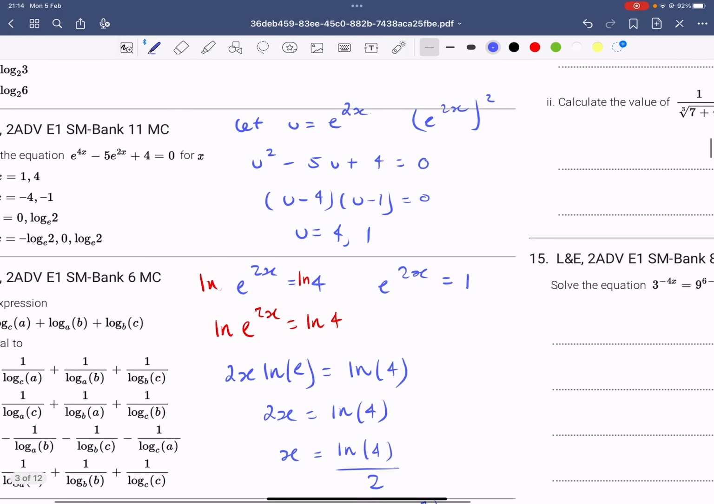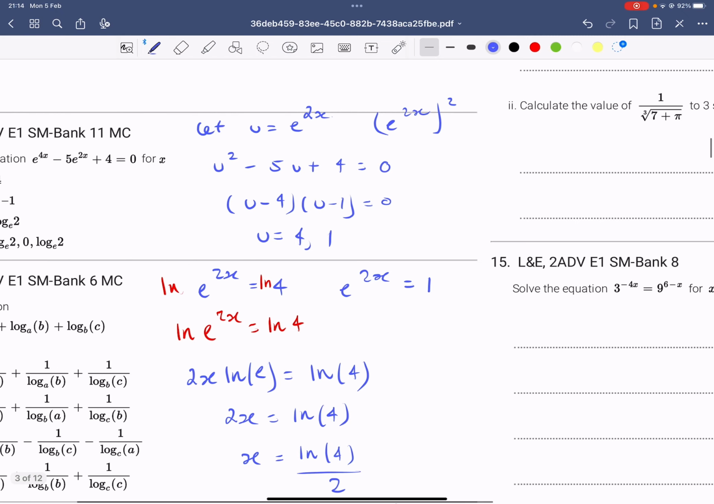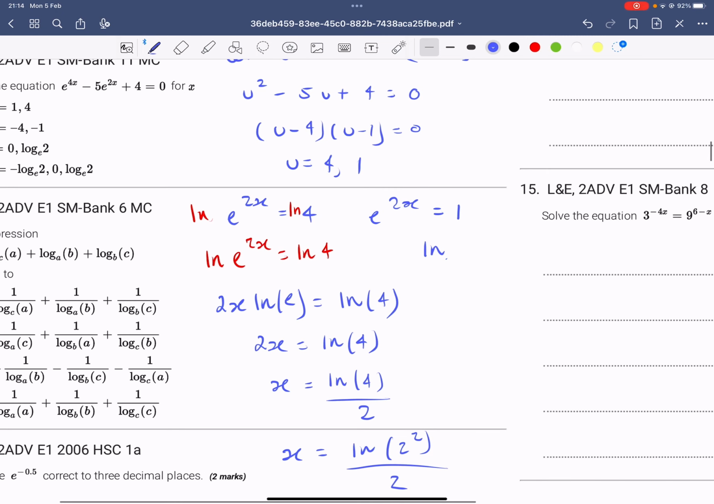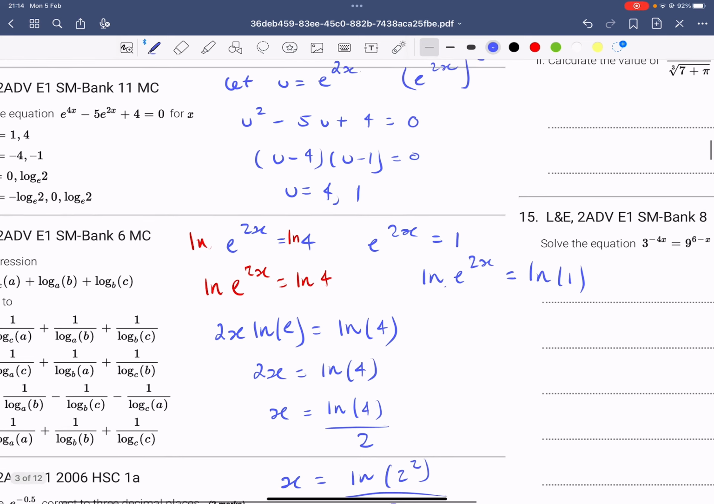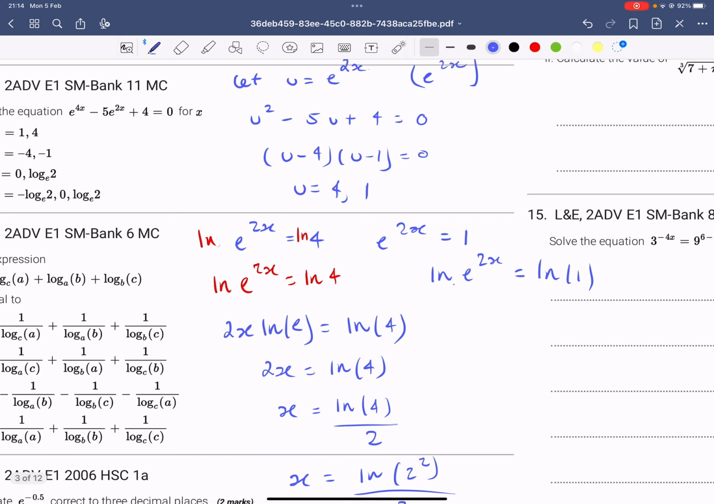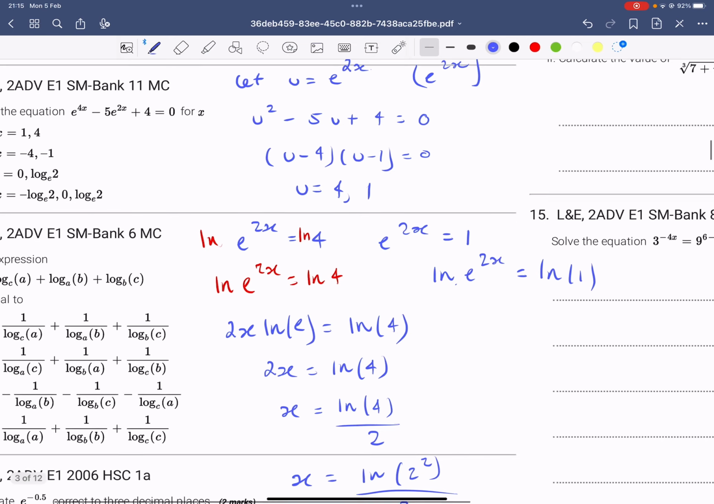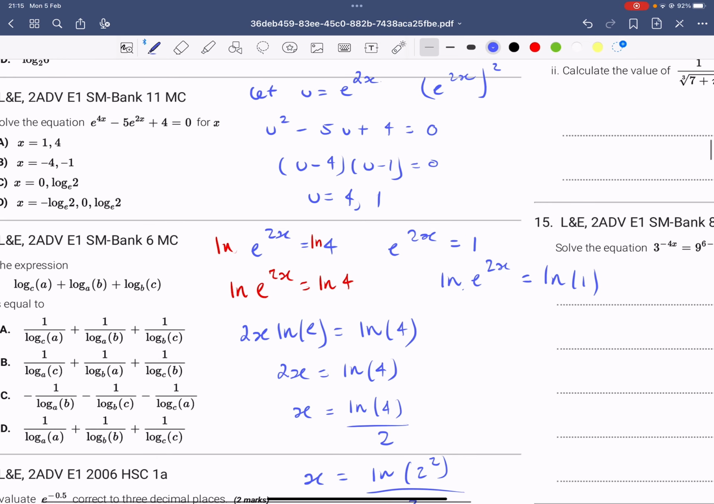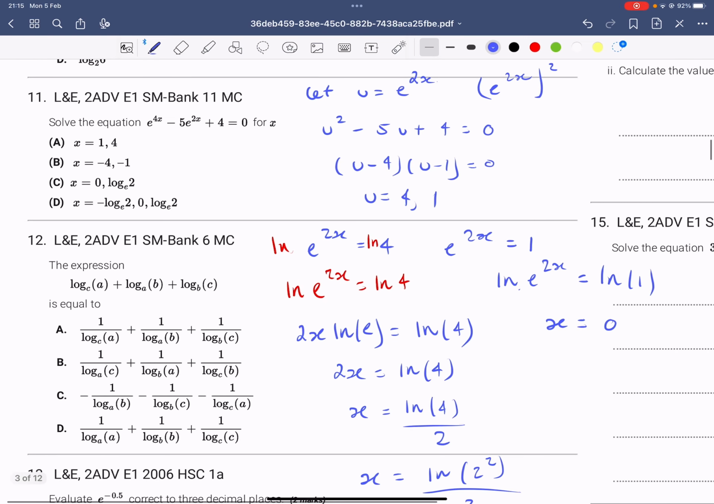e to the 2x is equal to 1. We're going to have a go at solving that now. Taking the natural logarithm of both sides, ln of e to the 2x is equal to ln of 1. Now ln of 1 is equal to 0. If you type that into your calculator, ln of 1 is equal to... Oh, actually, no. ln of 1 is not allowed. Sorry, yes it is. ln of 1 is 0. So that just means x has to be 0. ln of 1 is 0, so x has to be 0. So the answer is option C.